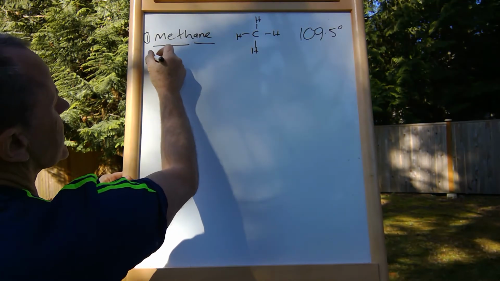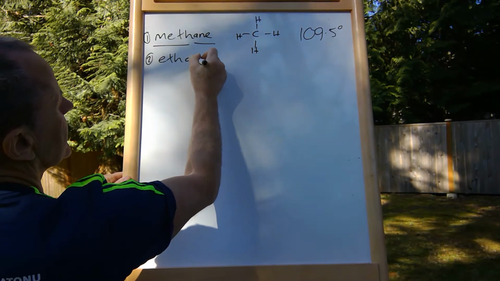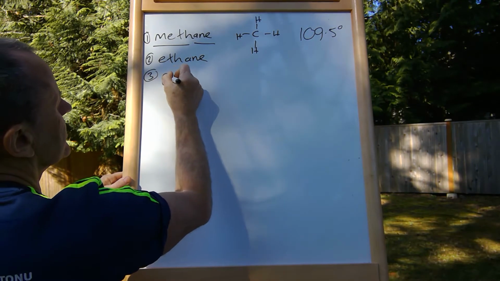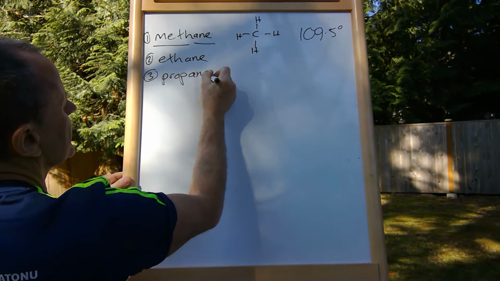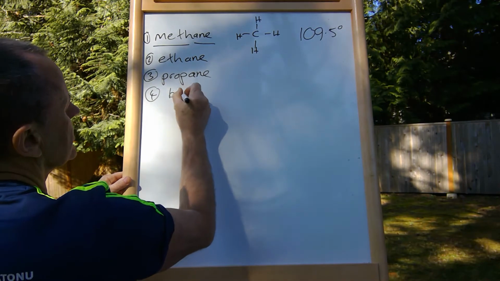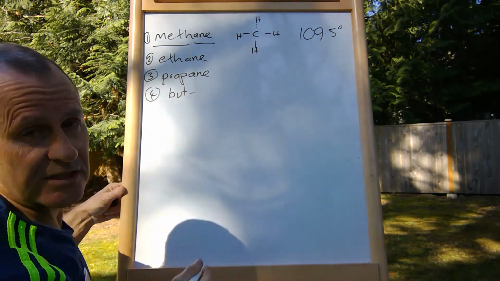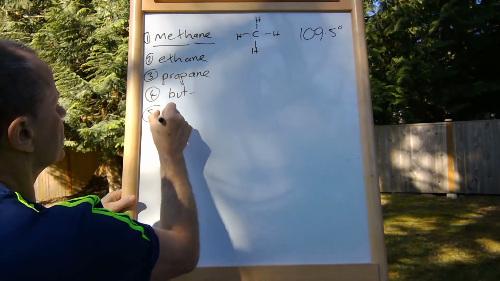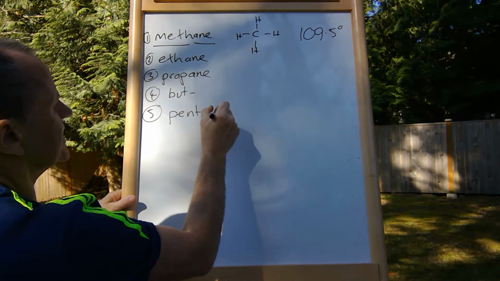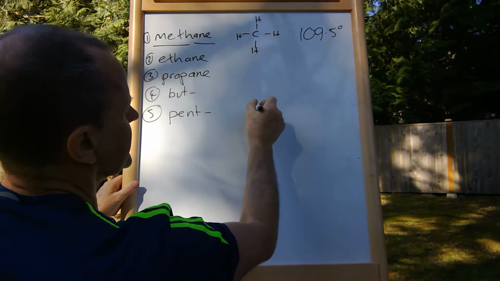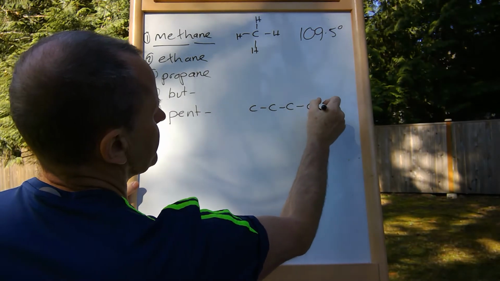2 carbons, ethane. 3 carbons, propane. 4, butane, and the suffix is the same. 5, pentane. Well, let's stop and draw a pentane here in our old structural formula way.